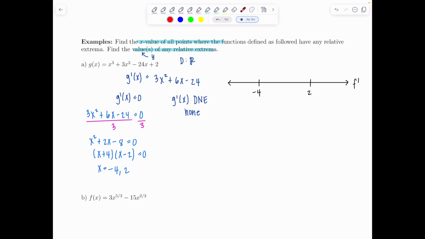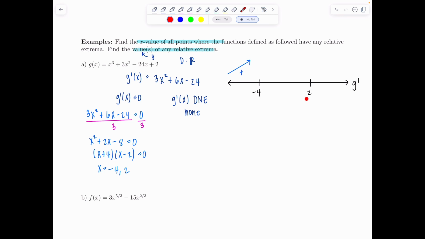So let's see. If I put -5 in, this factor's negative, this factor's negative. So two negatives being multiplied together make it positive. So the function's increasing. Will you forgive me? This is G prime, not F prime. Oh my goodness. The math police are coming for me.